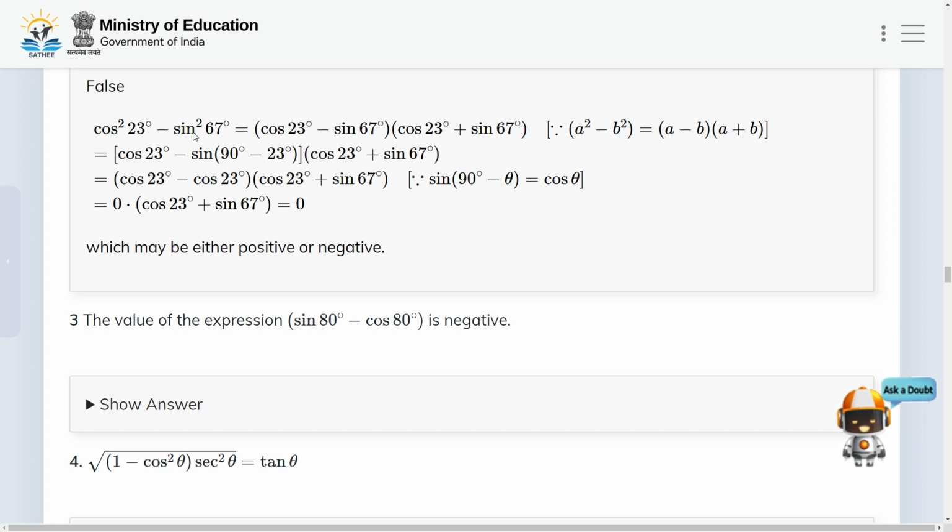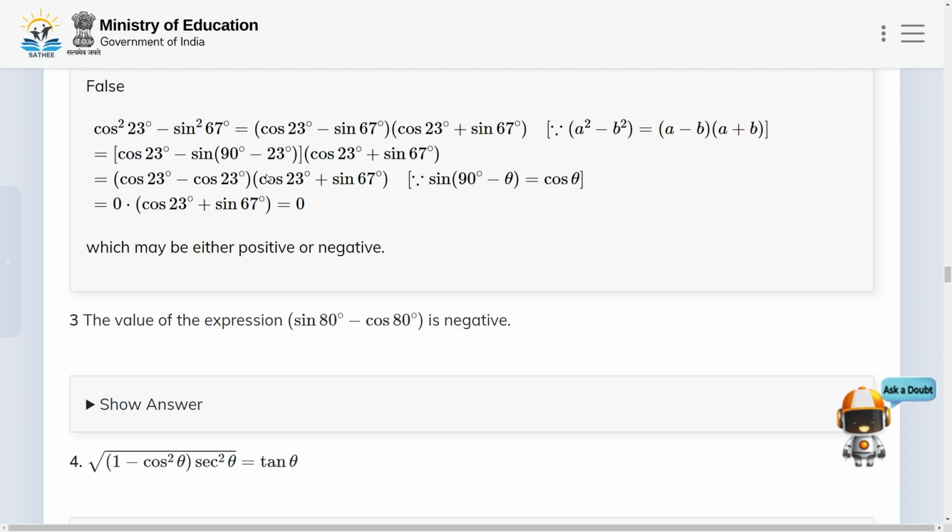So here cos square 23 degree minus sin square 67 degree can be written as cos 23 degree minus sine 67 degree times cos 23 degree plus sine 67 degree. And this is equal to cos 23 degree minus sine of 90 degree minus 23 degree times cos 23 degree plus sine 67 degree, and this is equal to cos 23 degree minus cos 23 degree times cos 23 degree plus sine 67 degree.